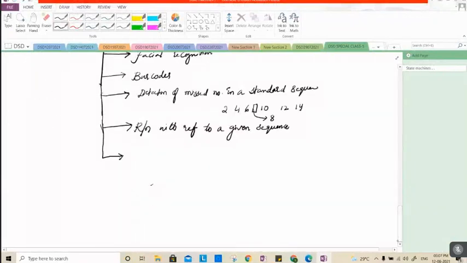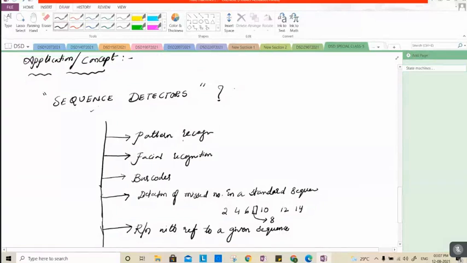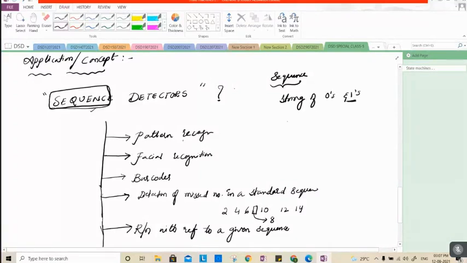Now sequence detection is nothing but detection of a sequence. Now this sequence need not be a string of zeros and ones only. It need not be only zeros and ones.